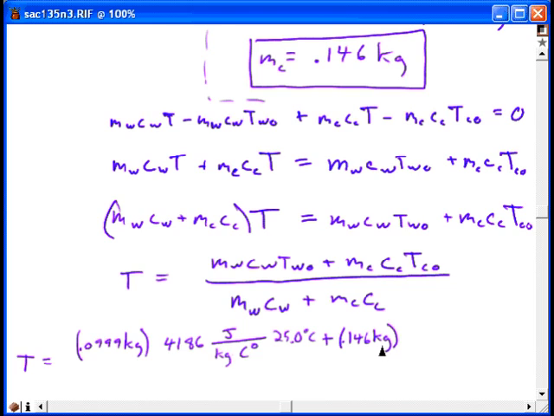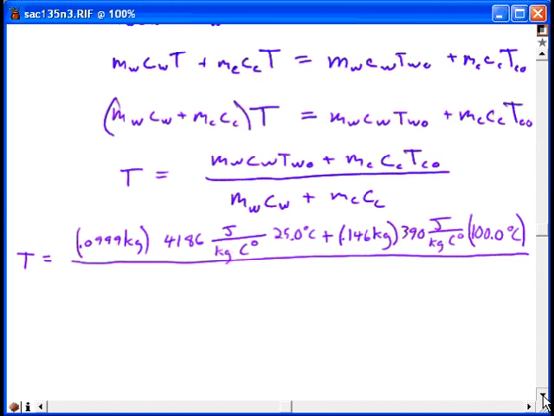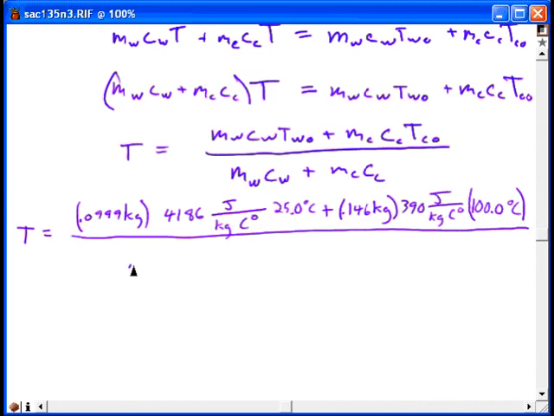Same value, 390 joules per kilogram Celsius degree. And then TC0, that's the initial temperature of the copper. We just scrolled up there a second ago. That was 100 degrees Celsius. And give you some parentheses there. And then I get to divide it by this sum of terms, but I got those values right up here. I can just copy them down. So copy those kind of quickly.